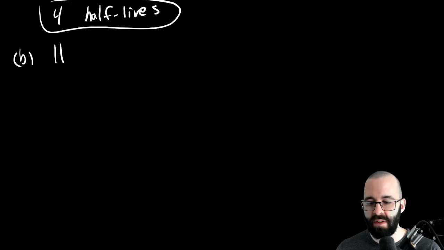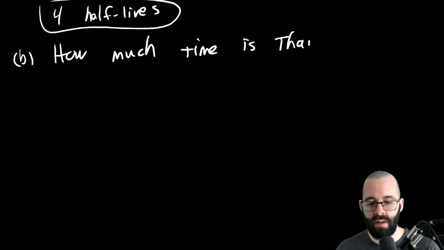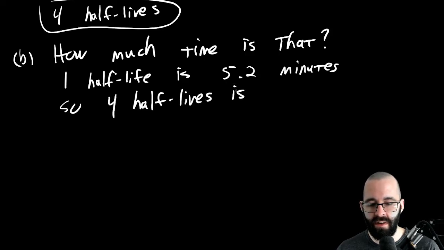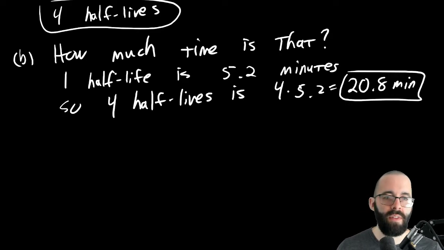And part B asks a similar question. How much time is that? How much time is 4 half-lives? Well, 1 half-life we said was 5.2 minutes. So what's 4 half-lives? It's just 4 times 5.2. That's 20.8 minutes. And that's a perfectly decent answer, full credit.